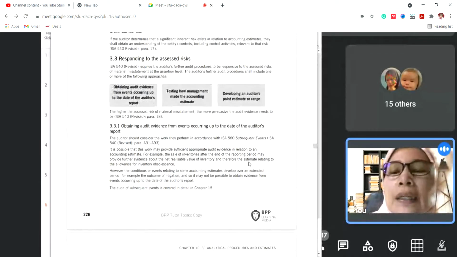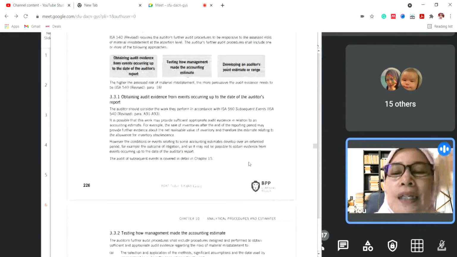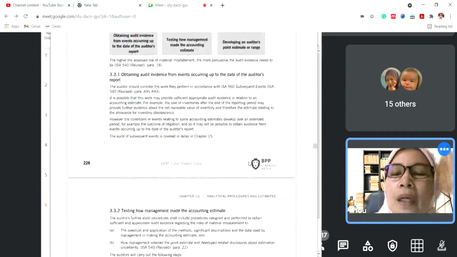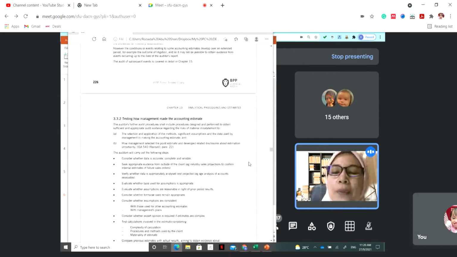You obtain the audit evidence from events occurring up to the date of the auditor's report. Test how management made the accounting estimate and develop an auditor's point estimate or range. You find the evidence, test the accounting estimate, and consider your own point of estimation as well. And then discuss with the management. So I am not going into detail.